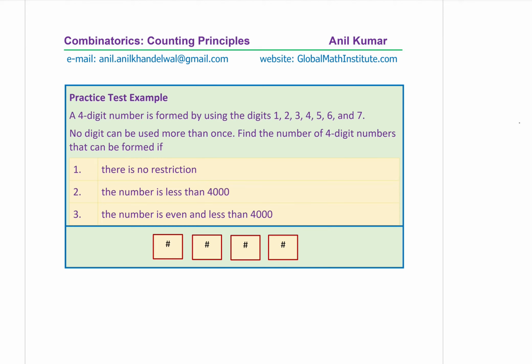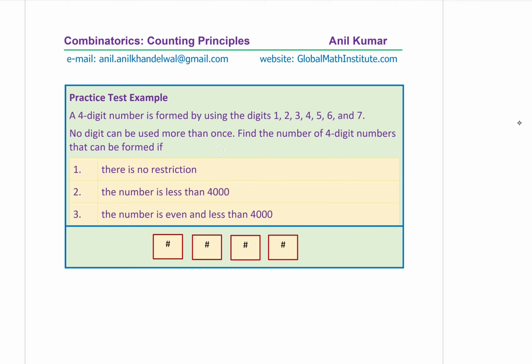Now here is a practice test question example. The question is right before you. I'd like you to pause the video, answer the question, and then look into my suggestions. A 4-digit number is formed by using the digits 1, 2, 3, 4, 5, 6, 7. So there are 7 numbers and we are only choosing 4 of them. No digit can be used more than once.